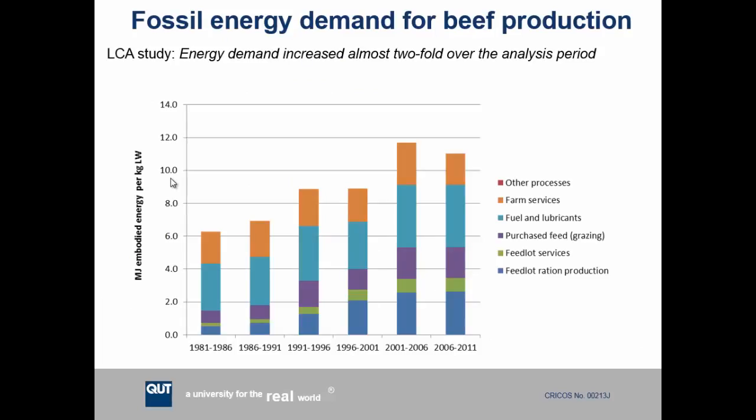Fossil energy demand, a twofold increase. It's clear that, again, that increase is occurring here in the feedlot ration production. There's been increases across the board, but that again was related to feedlots. So this is a sort of trade-off, if you like, that has come from more efficient production and also a capacity to ride over some of those drought impacts with grain feeding.